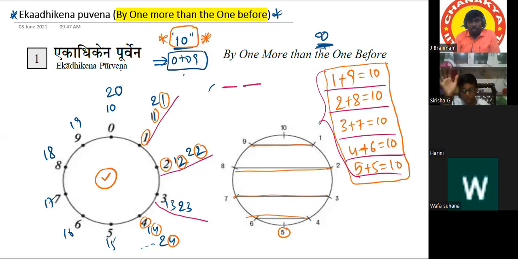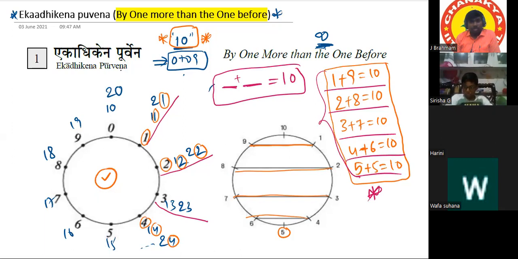By taking two numbers and adding them to get 10, we don't have any other combination other than these 5. Yes or no? 1 plus 9, 2 plus 8, 3 plus 7, 4 plus 6, and 5 plus 5. And our complete concentration is on these combinations only.